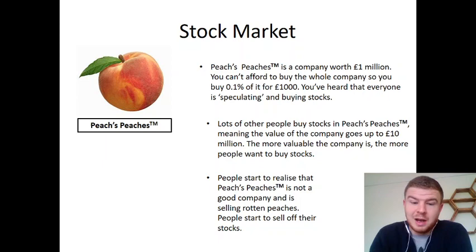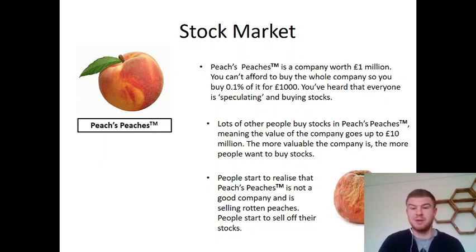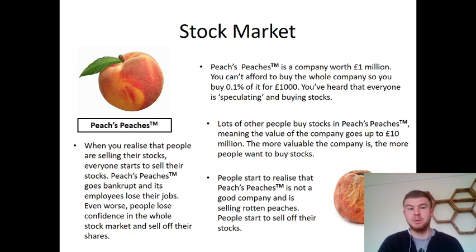They might even realise that they are selling rotten peaches. So when people think that the product isn't very good or the company isn't very good, people panic and start to sell off their stocks. And the difficulty is when a couple of people do that and they see that people are selling, then often everybody piles in and goes, right, we need to make sure that we get rid of our stocks in this company. Everybody starts to panic.